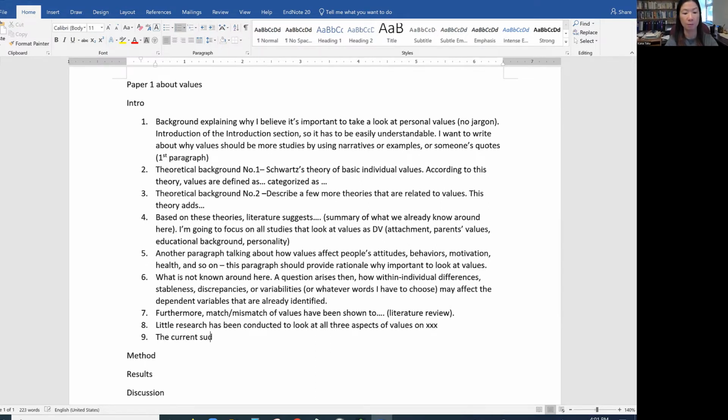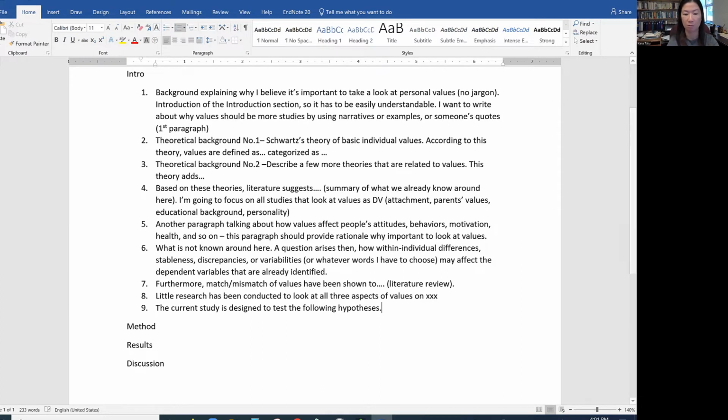The current study is designed to test the following hypothesis. Then I'm going to say first hypothesis, second hypothesis, then that would be the purposes. So this would be purposes and hypothesis. Then I'm done. Then in the method section, it's like participants. This part is usually not time consuming. Participants and procedure.